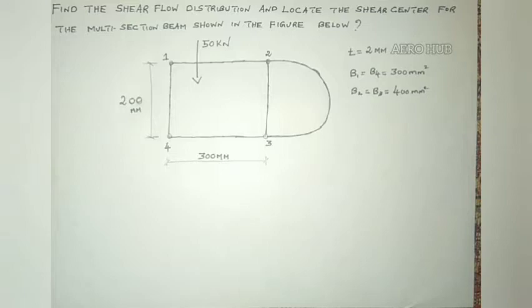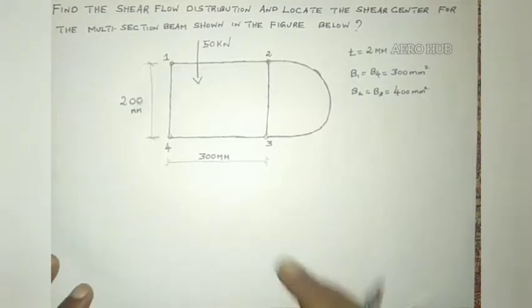In the previous lectures we discussed how to find the shear flow distribution of a multi-cell section. In this lecture we will discuss how to find the shear flow distribution, as well as the position of the shear center, of a multi-cell section which is idealized.